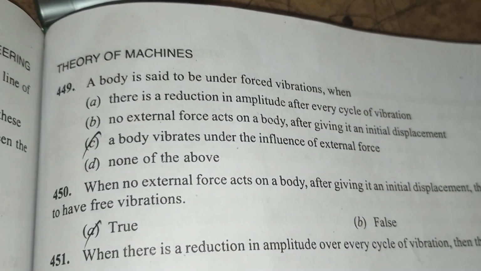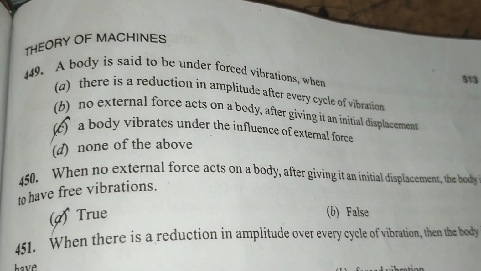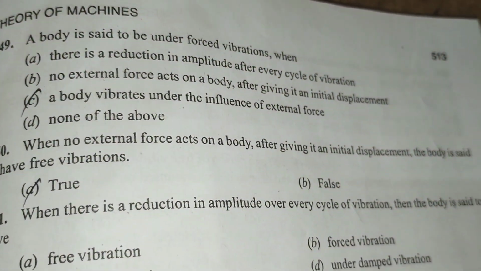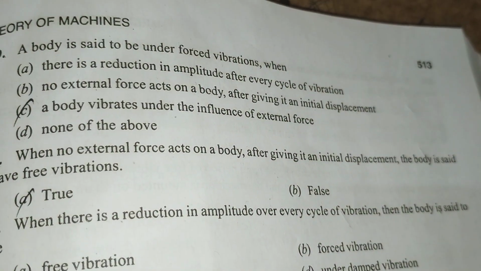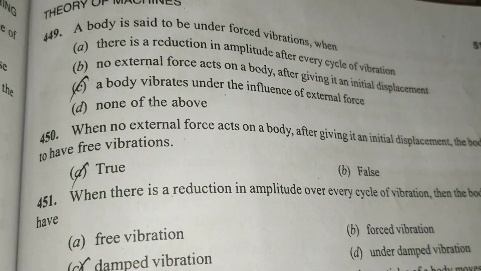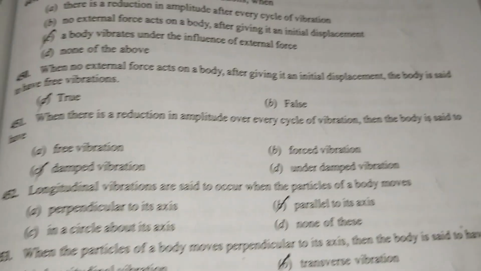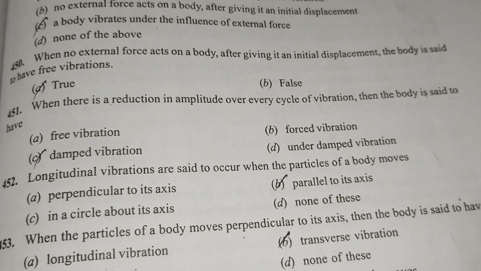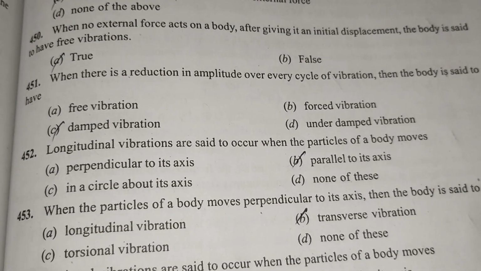A body is said to be under forced vibration when the body vibrates under the influence of an external force. When no external force acts on a body after giving an initial displacement, it has free vibration. This is true. When there is a reduction in amplitude over every cycle of a vibration, the body is said to have damped vibration.